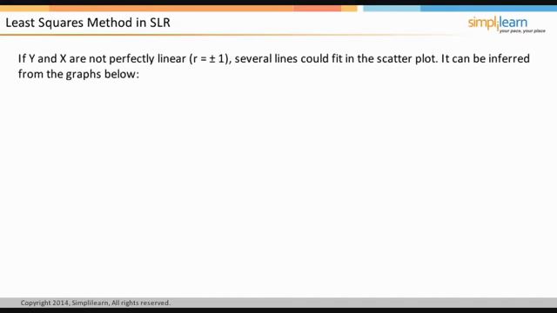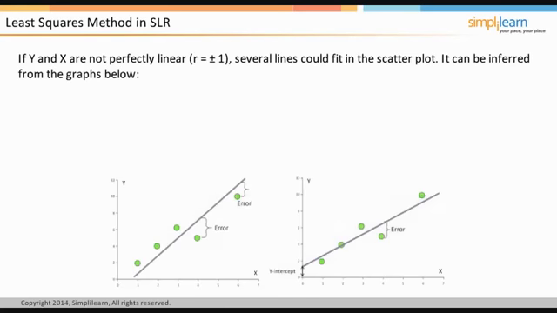With reference to the error mentioned earlier, if the correlation coefficient of y and x is not equal to 1, meaning the relation is not perfectly linear, there could be several lines that could fit in the scatter plot. Notice the two graphs displayed. For the same set of 5 points, two different types of lines are drawn, and both of them have errors. Error refers to the points on the scatter plot that do not fall on the straight line drawn. The second graph shows the y-intercept.